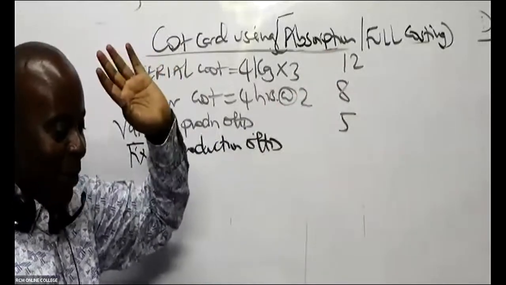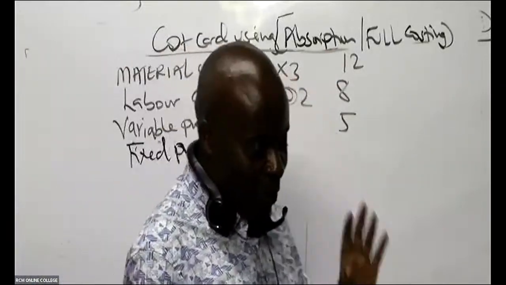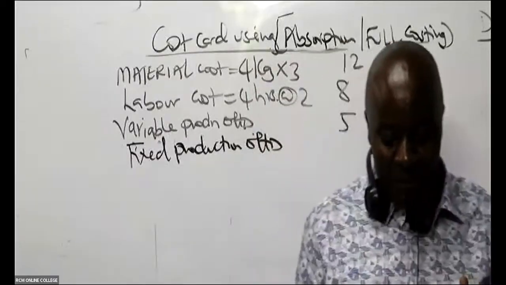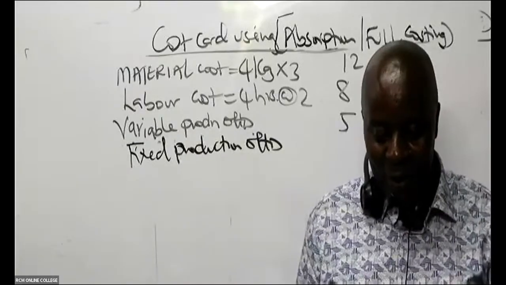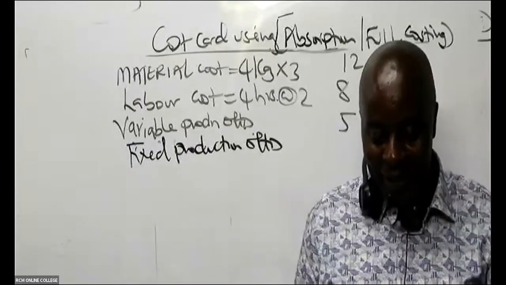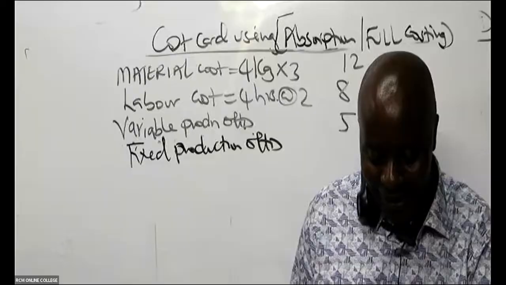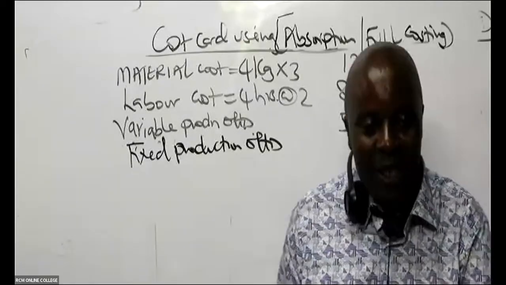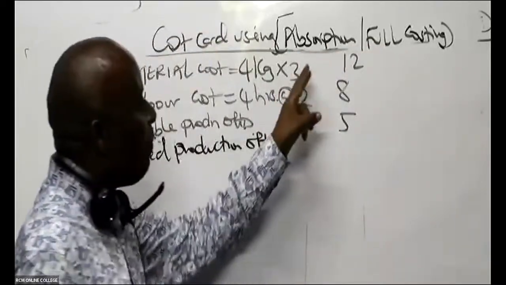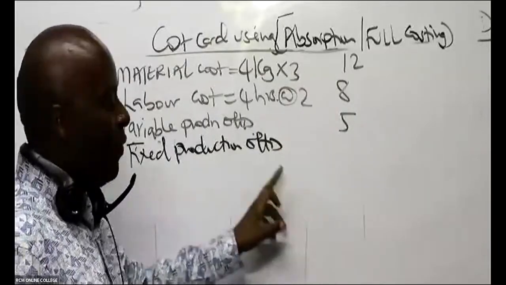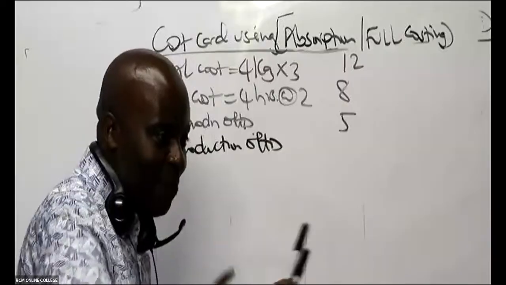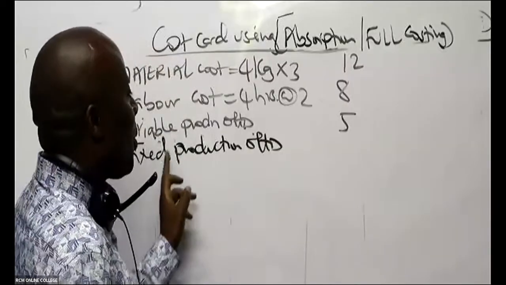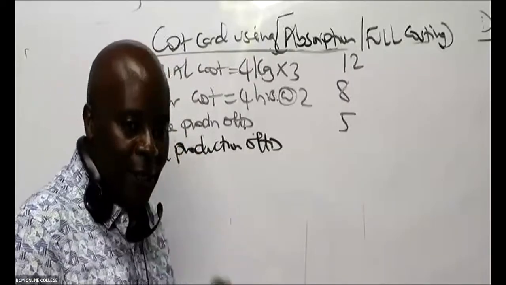Now let me hear from the online students. So online students, please tell me, and don't take me to be harsh when I respond like that. I'm a cool guy. You see, all these are on a per unit basis. Even variable, we said variable production overhead per unit. So even this fixed production overhead must be for 1 unit, isn't it?